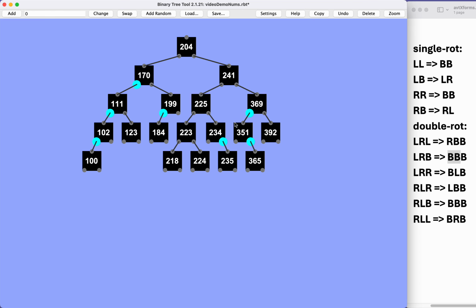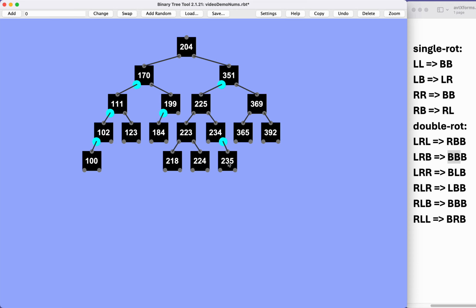Now delete the 241. Well, the 351 is its in-order successor, so I copy its data there. I delete the original 351. This ends up seeing shrinkage on the left. Therefore, this guy 369's balance factor has to adjust to be balanced, but that means this guy has shrunk, so this guy's balance factor needs to adjust 1 to the left, and that is the result there.